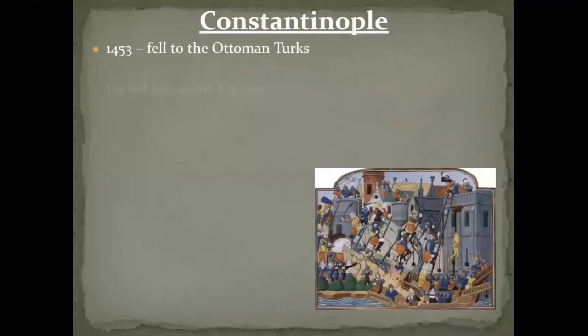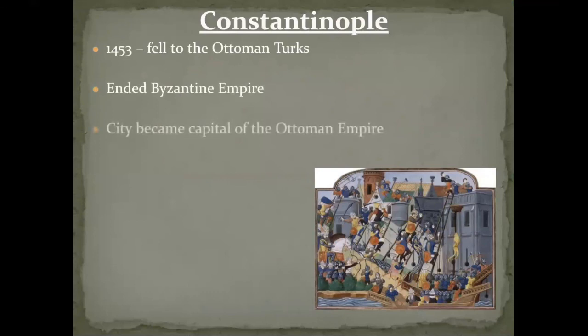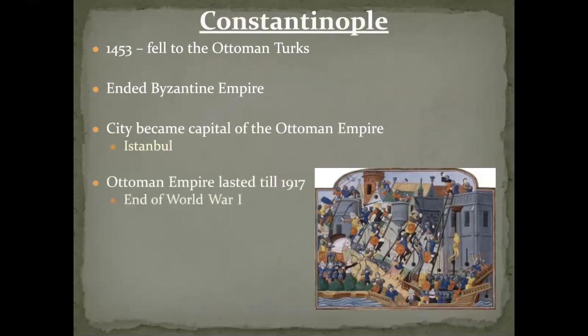And then Constantinople, talking about the Ottoman Turks taking down the defensive walls of Constantinople to claim it as their own. And the city became the capital of the Ottoman Empire, and today is Istanbul. And this empire was one of the longest lasting, up until 1917, which was the end of World War I.